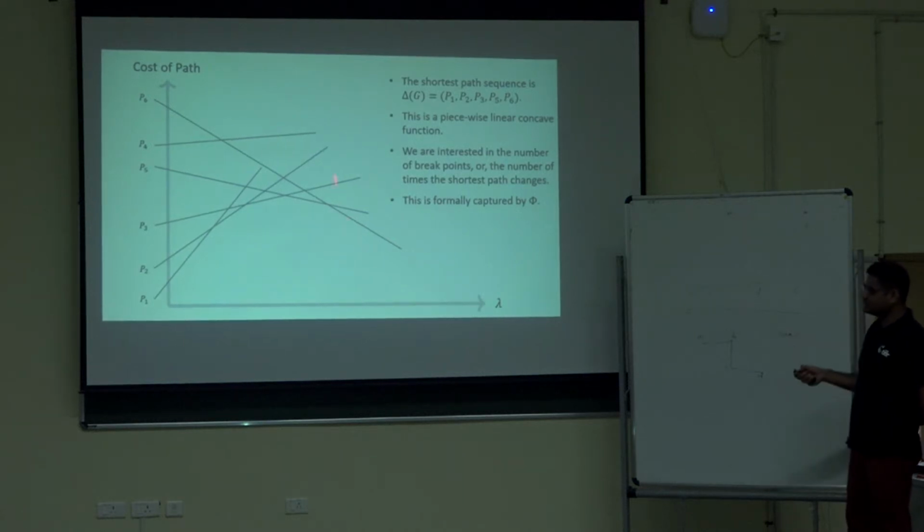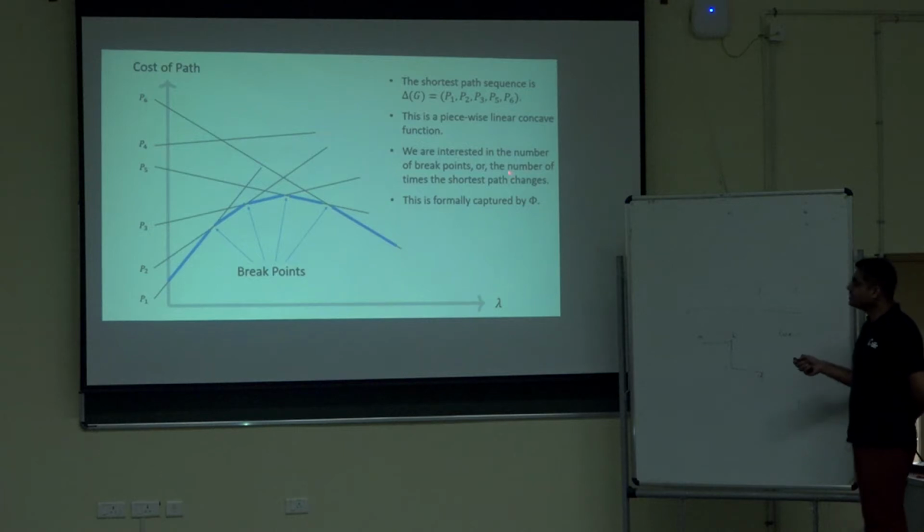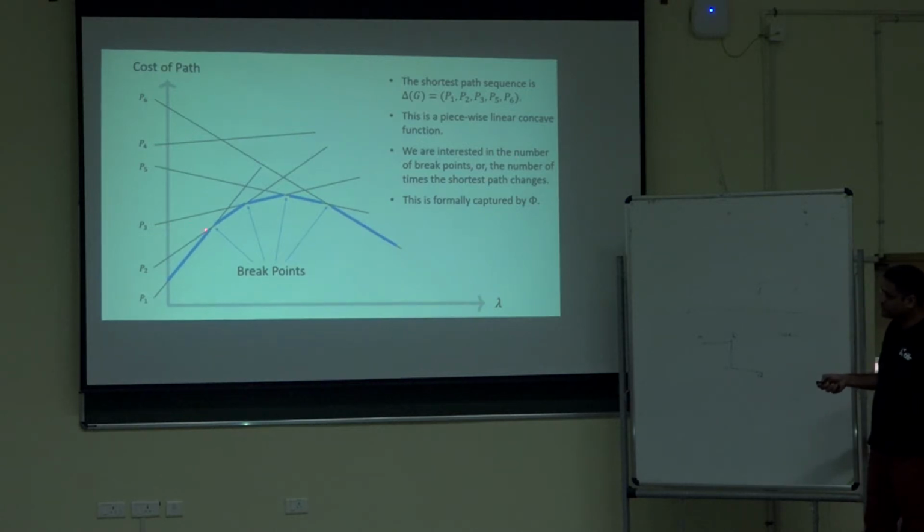This is just for the specific example that we just saw, but in general, this will always be a piecewise linear concave function. It's not a smooth concave function, but it's piecewise linear because all the paths are linear in lambda. As I mentioned, what we are interested in is the number of breakpoints. These are breakpoints where one shortest path leads to another. We are interested in the number of times the shortest path changes. And we formalize this by this quantity phi. So what is phi here?